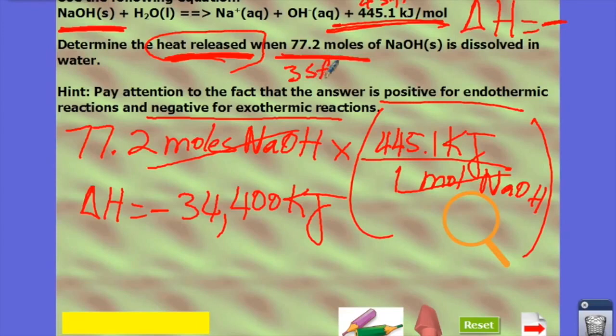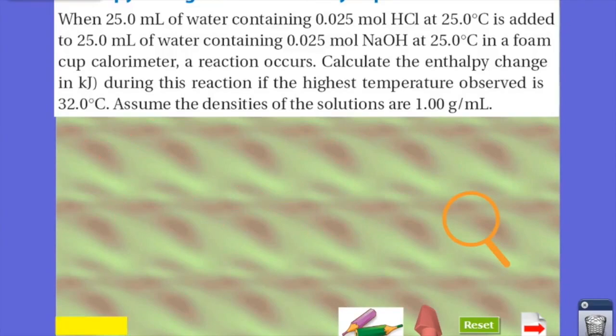If we express our answers with 3 significant figures, that's what it is. Okay, thank you very much. All right, let's move on. This is straight from your textbook. Copy this straight. So listen carefully.